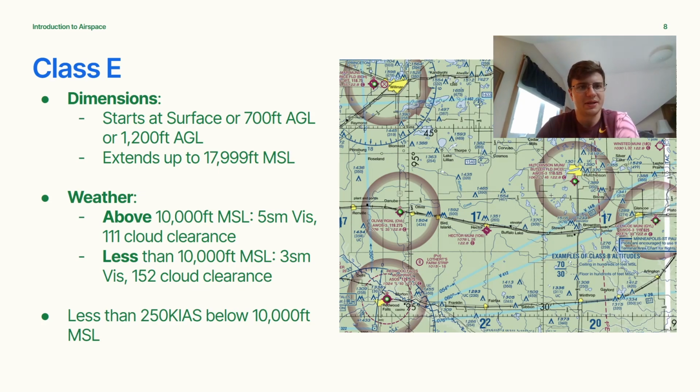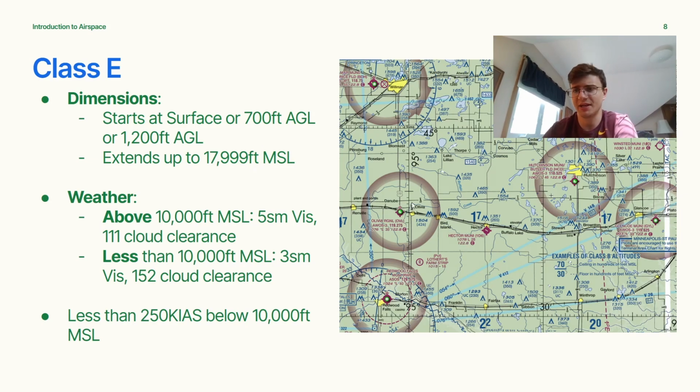Class Echo airspace can either start at the surface, at 700 feet AGL, or at 1,200 feet AGL, and can extend up to 17,999 feet MSL, or the base of Class Alpha. How do we tell the difference between our class, if it starts at the surface, if it starts at 700 feet, or 1,200 feet? How do we tell the difference?